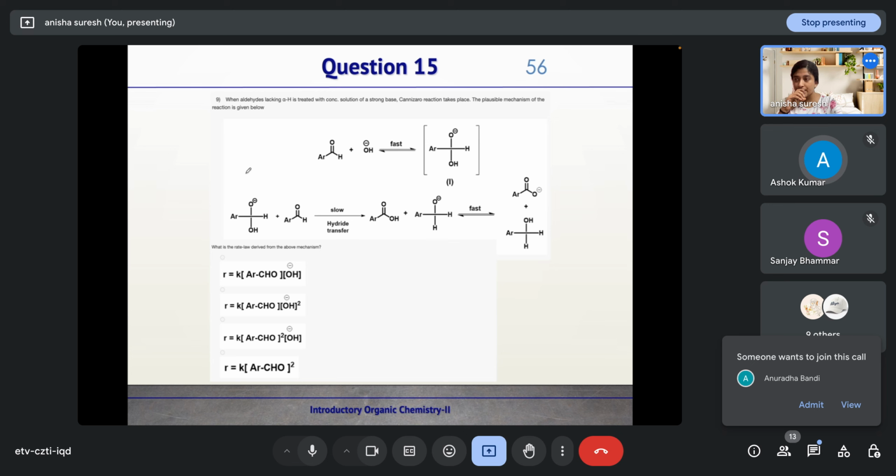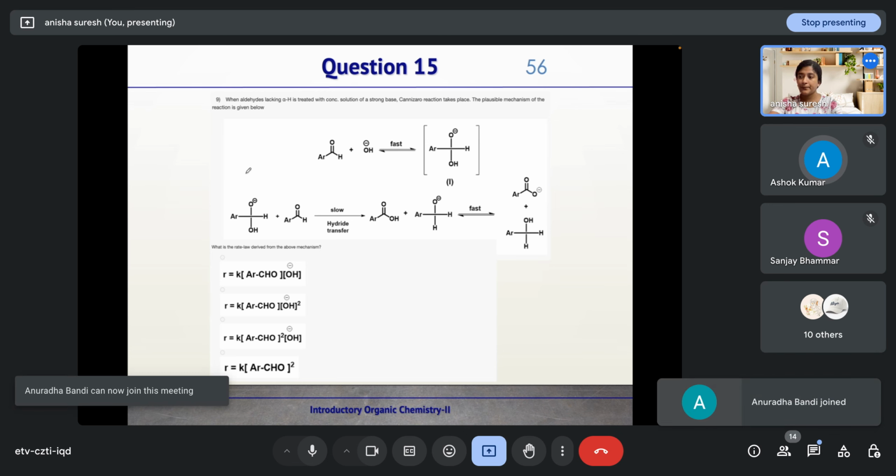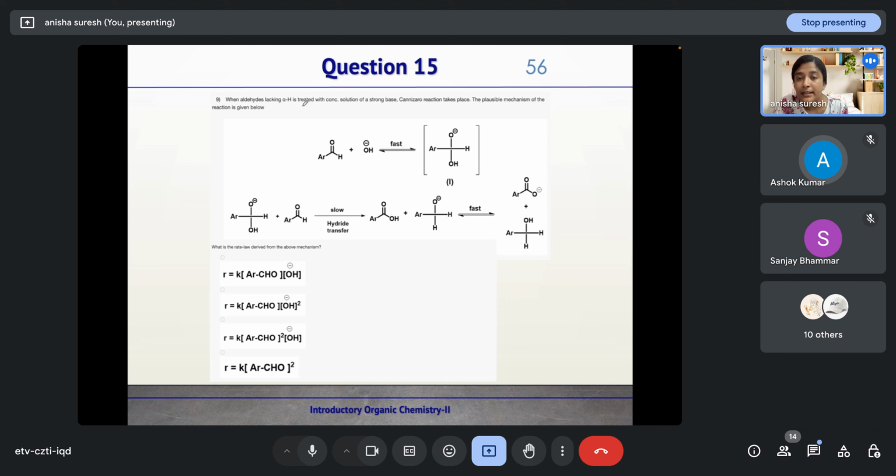Now coming to the last question in this series. When aldehydes lacking alpha hydrogen are treated with concentrated solution of a strong base, Cannizzaro reaction takes place. The plausible mechanism of the reaction is given below. So this is the mechanism for Cannizzaro reaction.